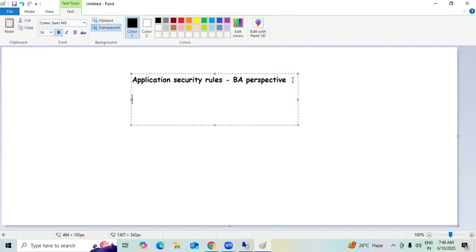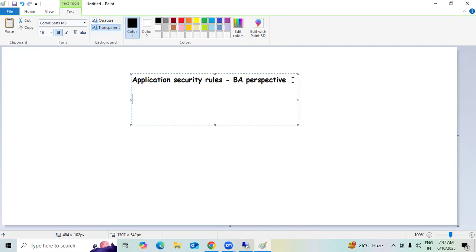Hence, as part of our learning about business analysis from a cyber security perspective, as a security analyst, today we are going to discuss application security rules, because understanding application security rules is essentially useful to protect the data while maintaining business continuity, followed by building trust with stakeholders. These stakeholders can be customers or partners.